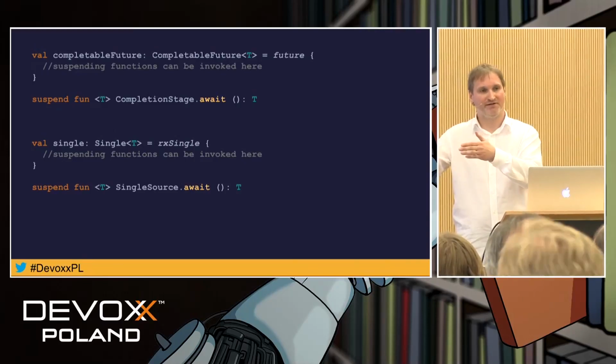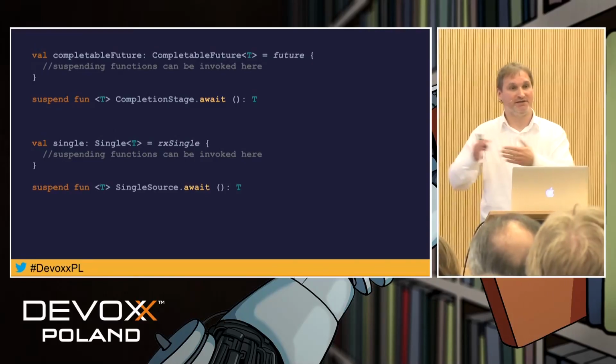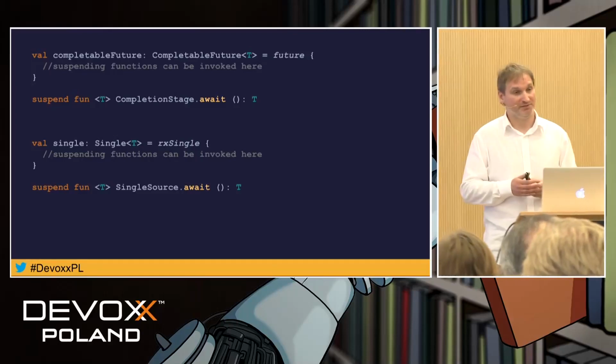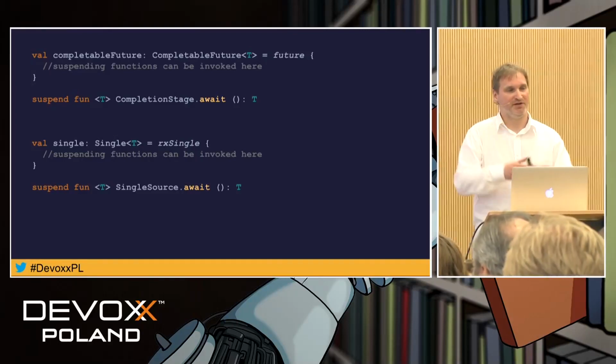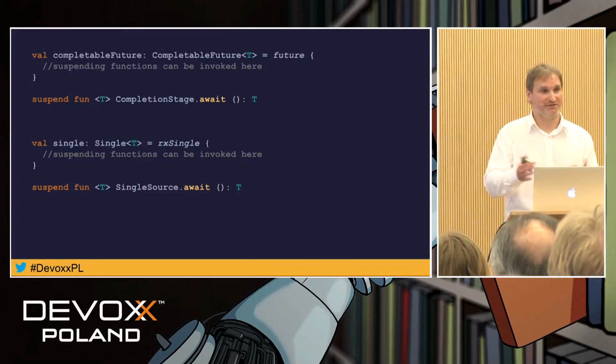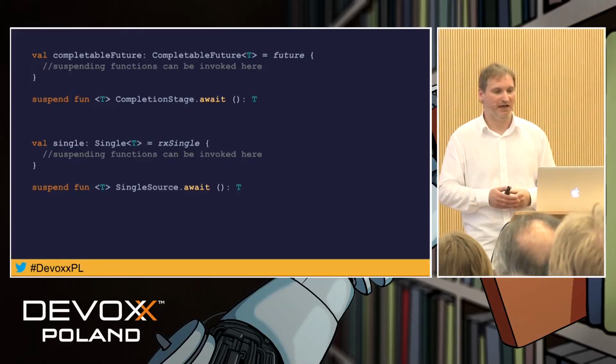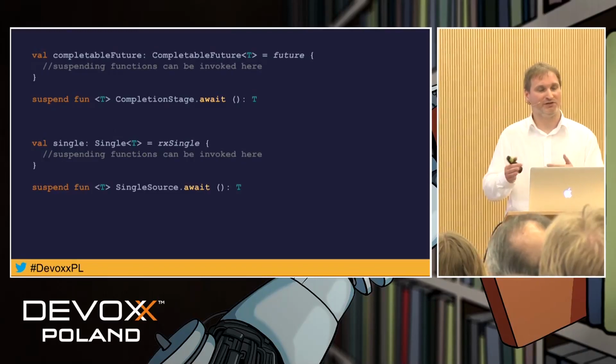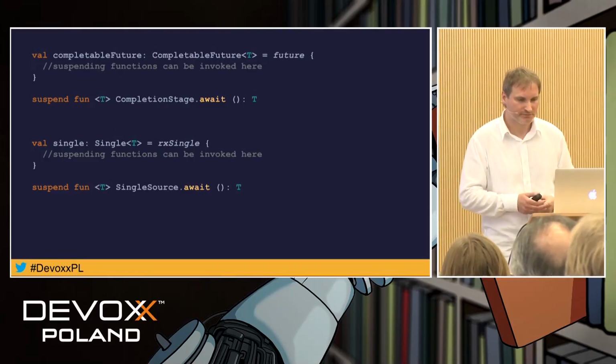So if you already have an API which gives you a CompletableFuture, and you want to use this API in coroutines, you can just call the await extension function on that CompletableFuture. And since it's a suspending function, you will not get blocking code.